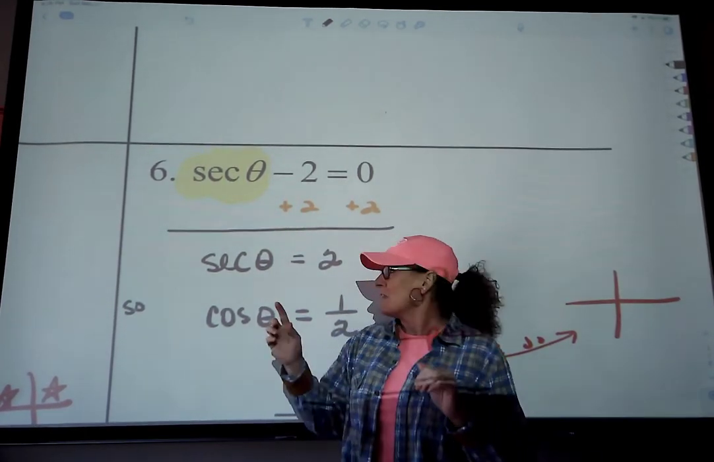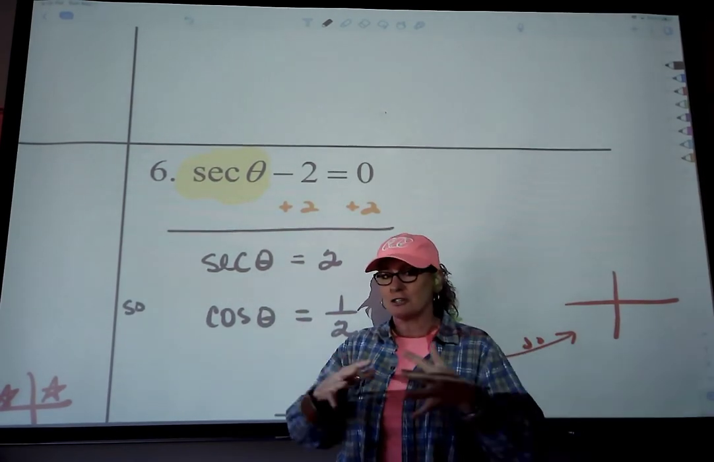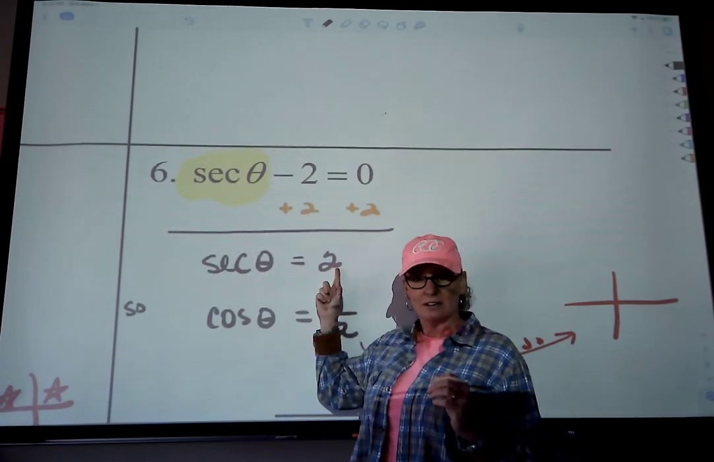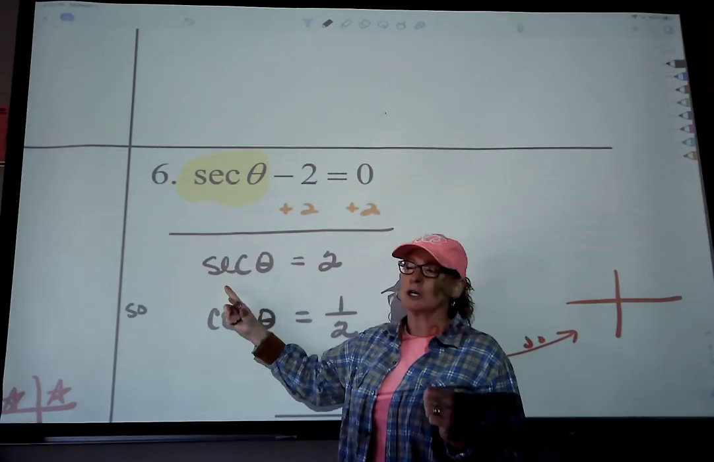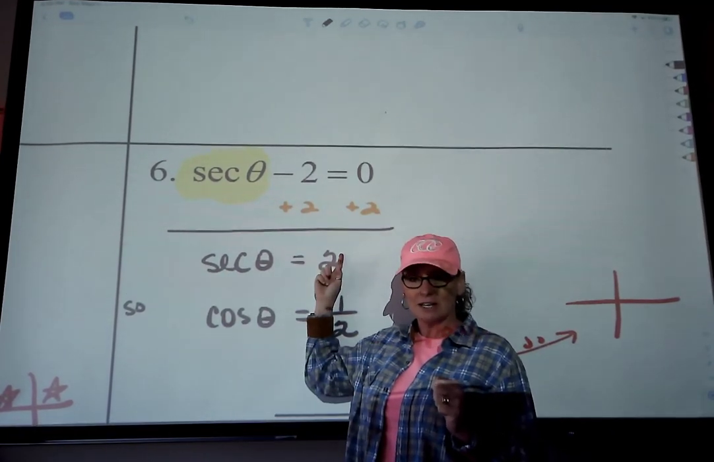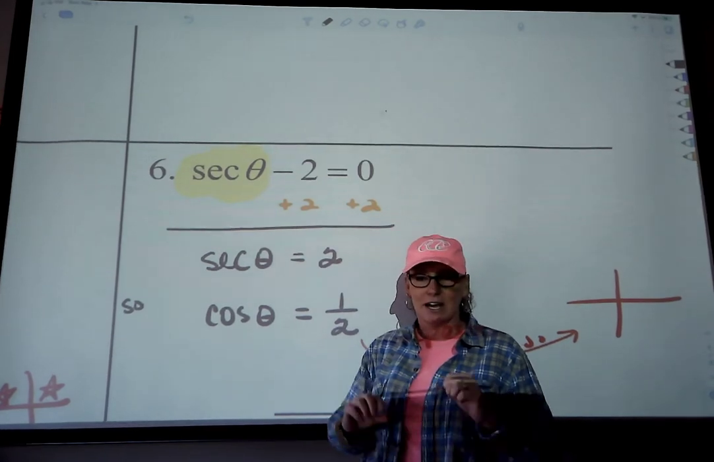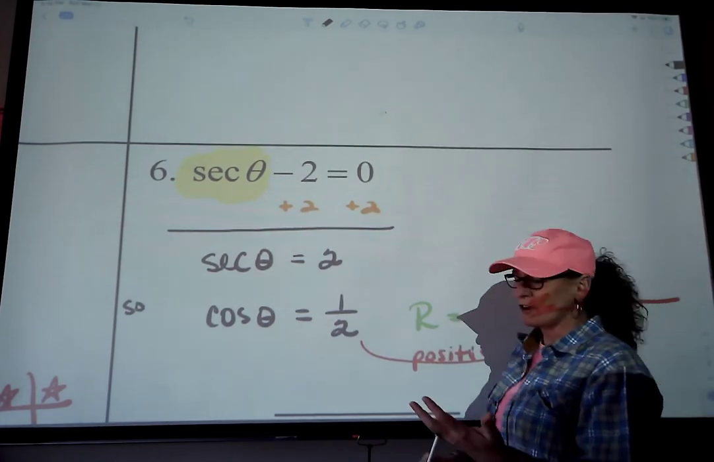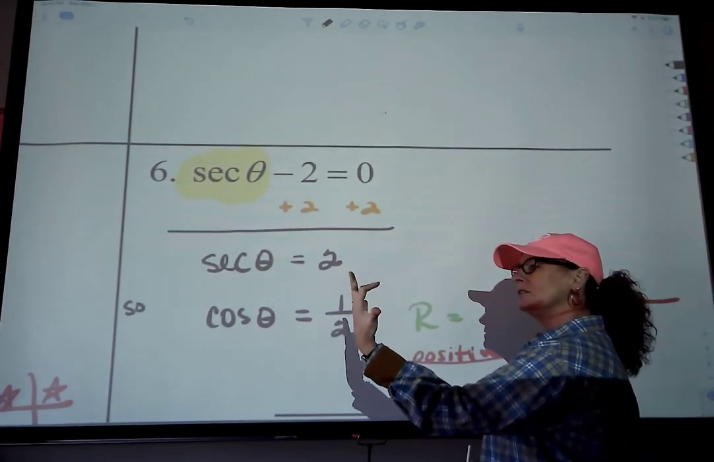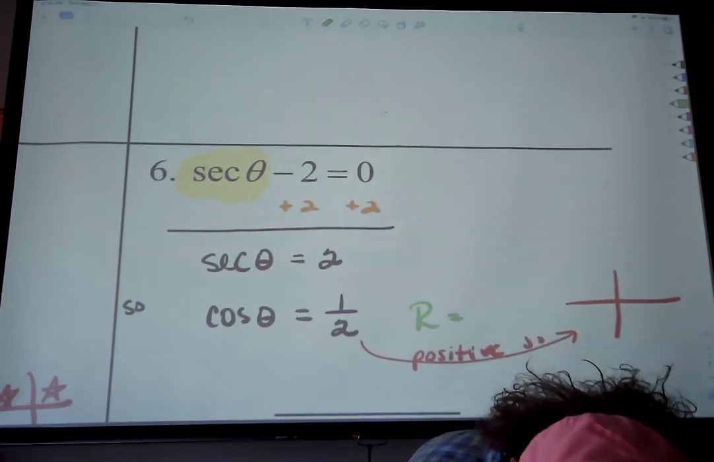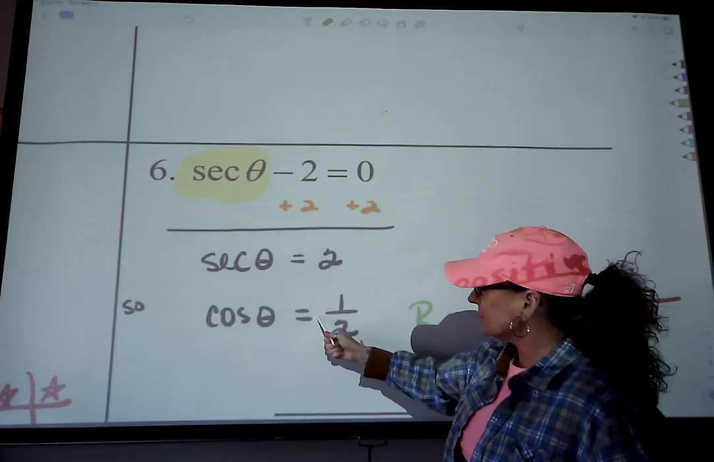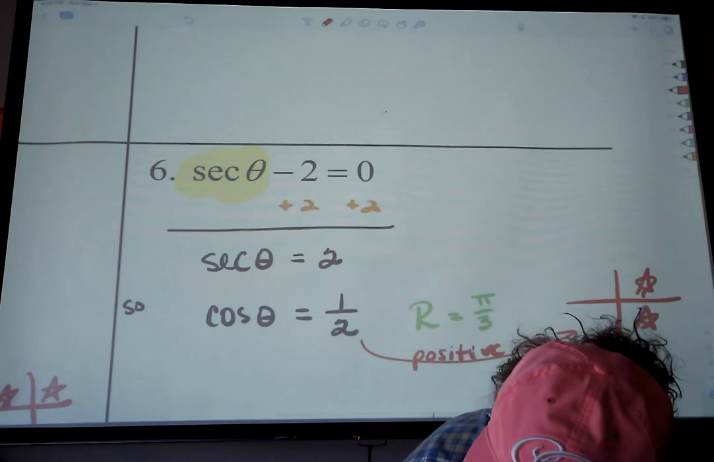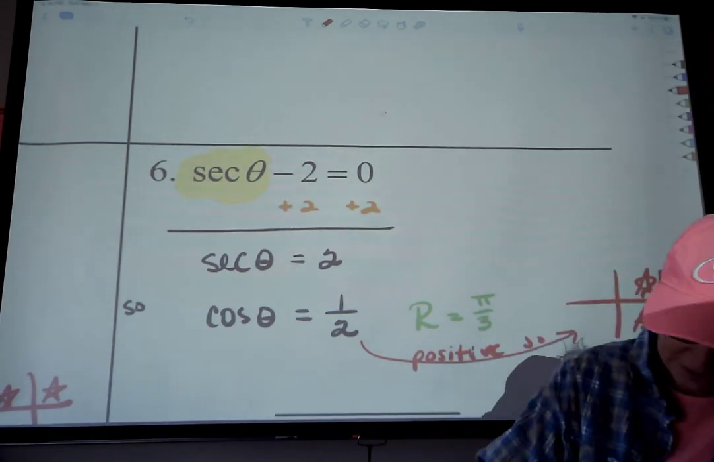Did you know that you can do anything to an equation as long as you do it to both sides? So I could upside down this side as long as I upside down this side. What's this upside down? Cosine. What's this upside down? 1/2. I upside downed it, if that's a thing. All right. So my cosine fraction is 1/2. My reference angle is pi over 3. It's a positive fraction that puts me here and here. Quadrants 1 and 4.